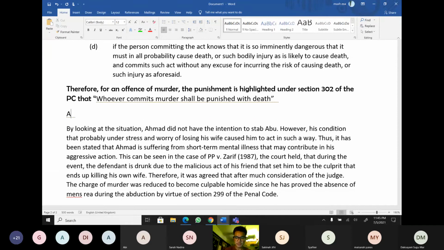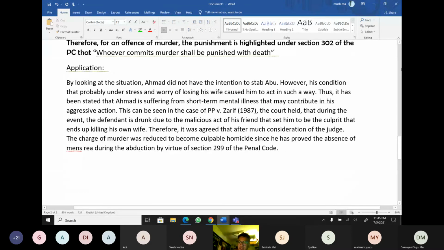Okay. So this is the application. Satu, so ni dah defense dah. Saya kata tadi. Balik ke his condition dia boleh. Okay.